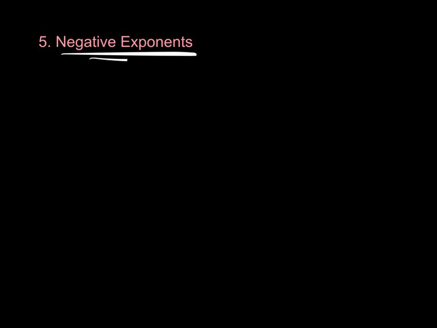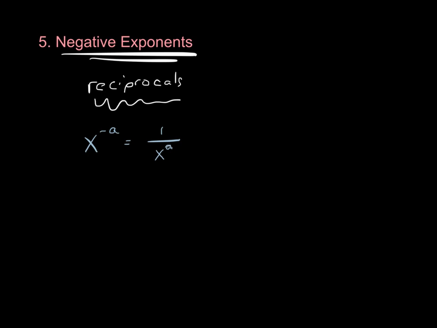So negative exponents. Negative exponents are really referring to reciprocals. So if you have a base to a negative exponent, you take the reciprocal of the base, but now with a positive power. That should be a positive a right in there. And it works the other way around. If you have your negative exponent in the denominator, you take the reciprocal of 1 over x, which is x, but now to the positive a.